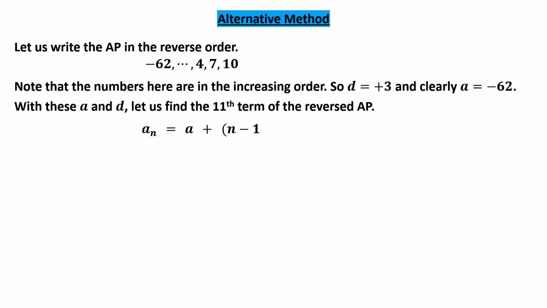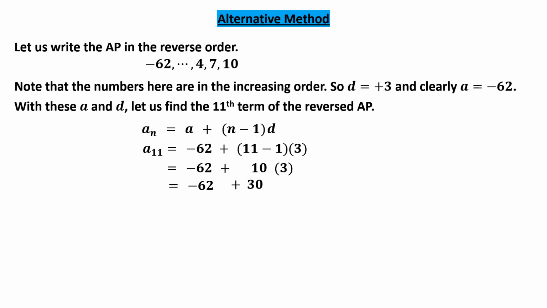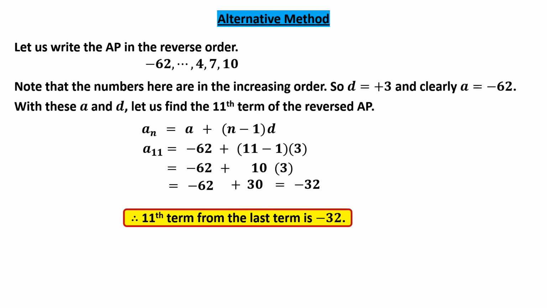an equals a plus n minus 1 into d. a11 equals minus 62 plus 11 minus 1 into 3, minus 62 plus 10 into 3, minus 62 plus 30. This is equal to minus 32. We got the same answer. Therefore, the 11th term from the last term of the given AP is minus 32.